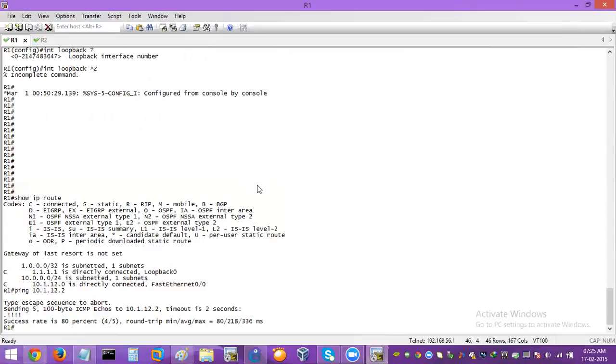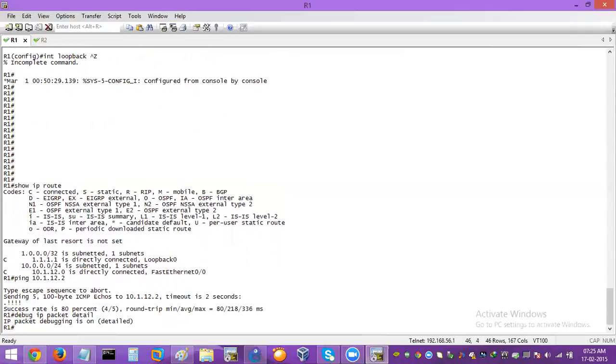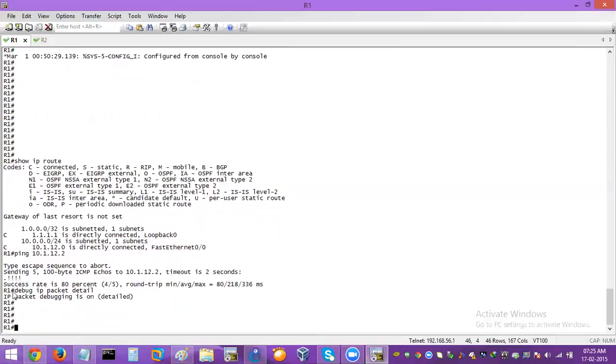Now, to see this in detail, you can write down debug ip packet detail. Write down this debug, guys. This debug ip packet detail gives you detail about debug for IP packets. All the IP packet debug will be shown to you on the screen on your console. I want to see the detailed information about the IP packets flowing between those devices. When you put that, and now if you ping 10.1.12.2, this will tell you.